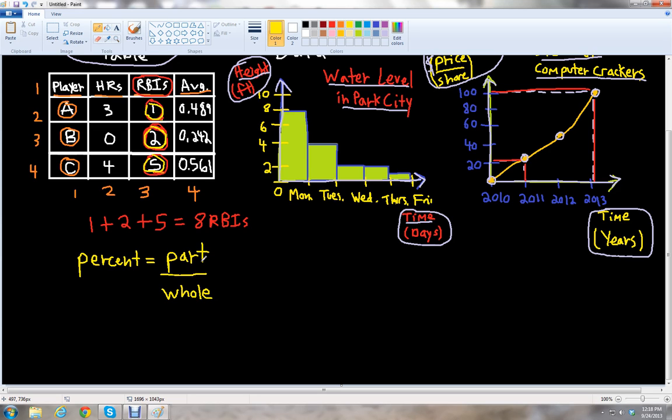So that's like a fraction, the part over the whole, and then we multiply that by 100, because 100% is the total, or the whole thing. So if we look at what we know as the whole, we notice that the total number of RBIs is 8, that would be the whole. So we would write 8 on the bottom. And then we look at player B, the total number of RBIs that he has, and he has 2, so that would be the part, so 2 out of 8. And then we multiply that by 100.